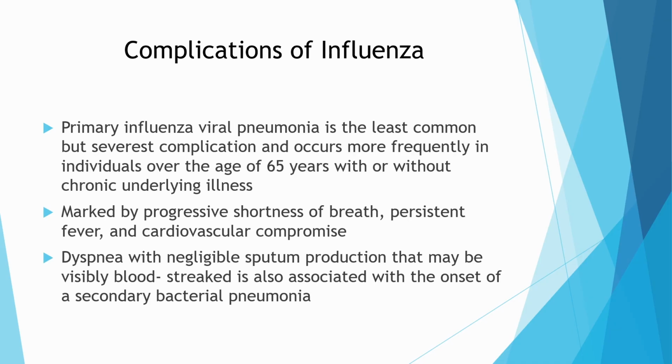So, complications of influenza. Primary influenza viral pneumonia is the least common but severest complication and occurs more frequently in individuals over the age of 65 years with or without chronic underlying illness. It is marked by progressive shortness of breath, persistent fever, and cardiovascular compromise. Dyspnea with negligible sputum production that may be visibly blood streaked is also associated with the onset of a secondary bacterial pneumonia.